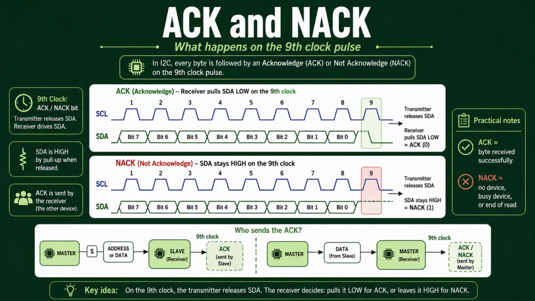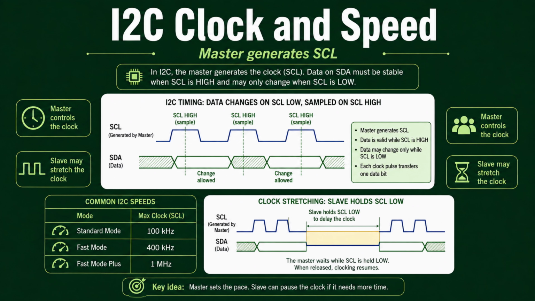During a read transaction, the controller becomes the receiver. It sends ACK after each received byte when more data is required. After receiving the final byte, the controller sends NACK and then generates stop to end the transaction. The I2C controller normally generates the SCL clock and controls the communication rate. One clock pulse transfers one data bit.